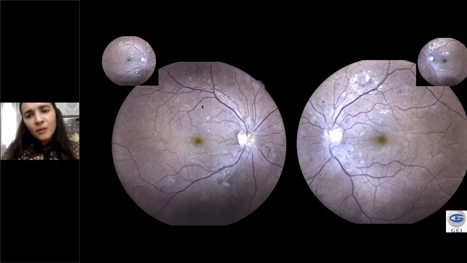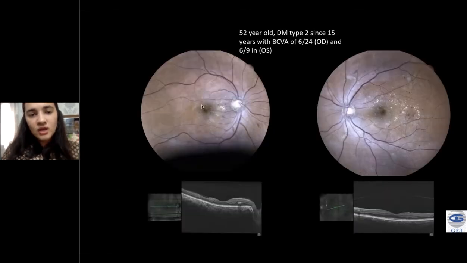Though there is still a significant amount of DME, and you need to ask the patient to maintain good metabolic control. Coming on to the next type of maculopathy, ischemic. Again, a 52-year-old diabetic. If you see clinically, the picture on the left-hand side would appear to most of us much worse than that on the right-hand side. However, if you check the best corrected visual acuity, it is in fact far worse in the right eye compared to the left eye.